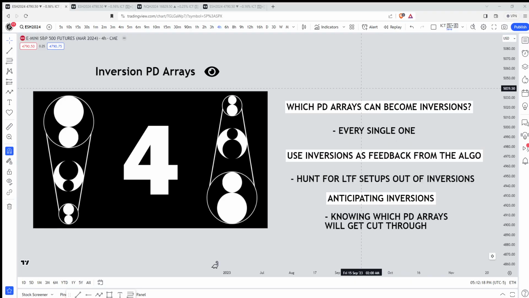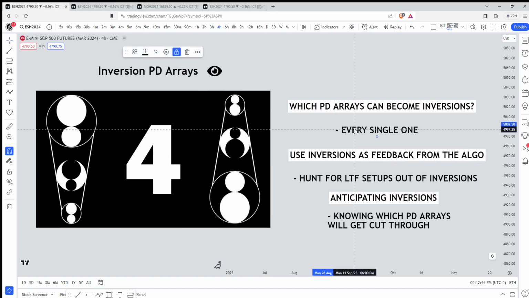And before we even get into that, what's a PD array and an inversion? That may be your first question. A PD array is a premium discount array. ICT has labeled it the premium discount array matrix, and those are things like fair value gaps, order blocks, propulsion blocks, mitigation blocks, things of that sort are classified as a PD array. It's just a label for those specific signatures in price action. Every single PD array can become an inversion.